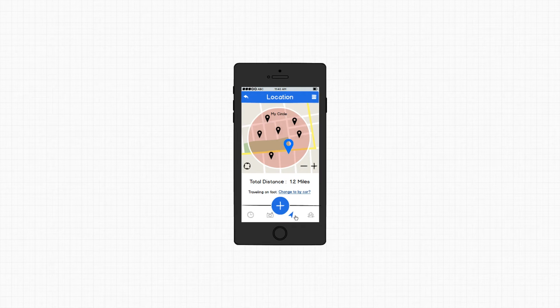Let's go back to the Locations tab. The blue mark represents the current user, while the black marks represent others in their circle, other groups that are also using the Gaggle app. The circle around the location of all of the users helps them to know whether they're exceeding the bounds of their designated geographical area. Total distance traveled is here, and also the mode of transportation. To change the mode of transportation, simply click the line here to change either by car or traveling by foot.